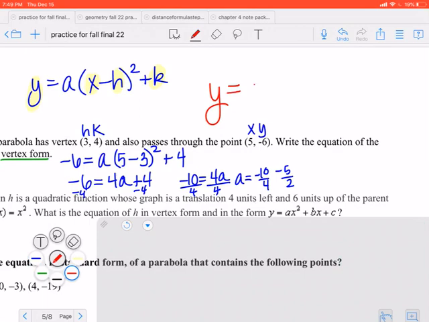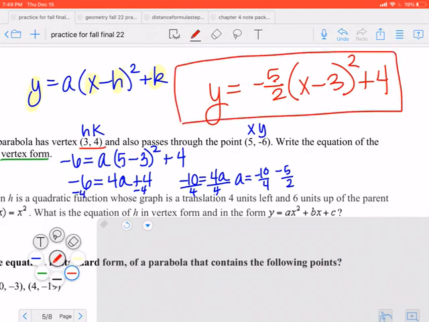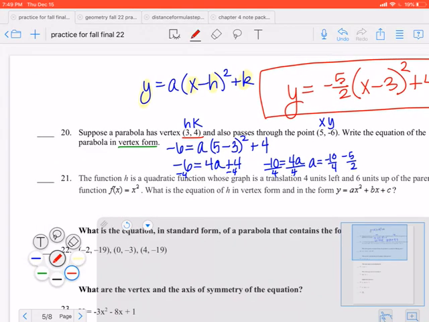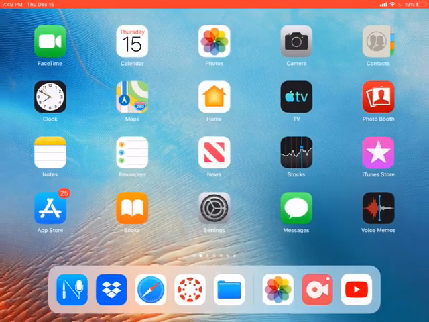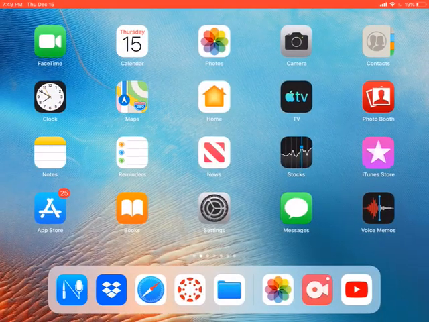Answer, y is equal to negative 5 halves times x minus 3 squared plus 4. Oh my goodness. So that is it for part 1. I'll do the second half probably tomorrow because it's like 8 o'clock at night and Miss Garcia doesn't stay up that late.